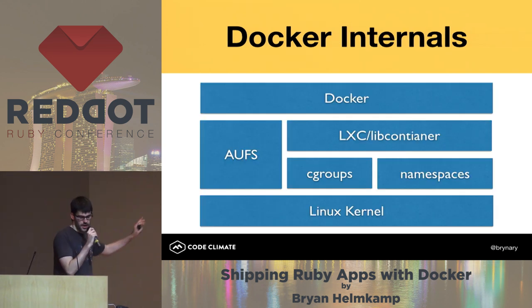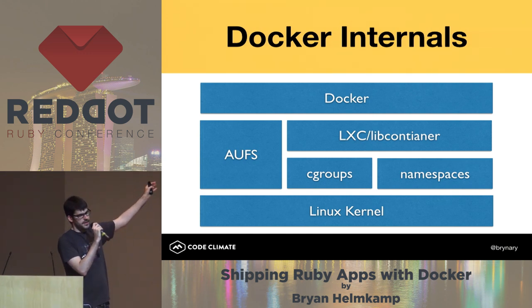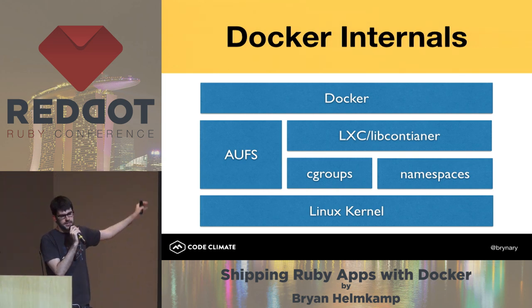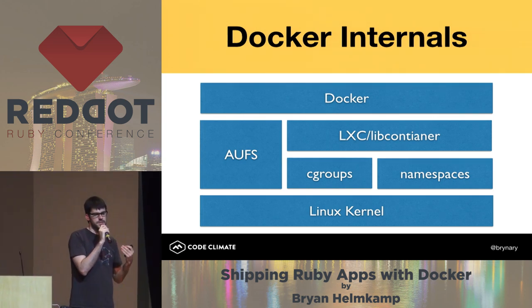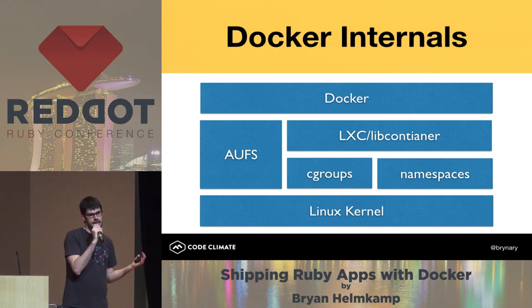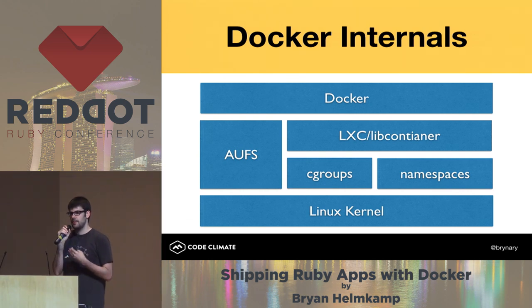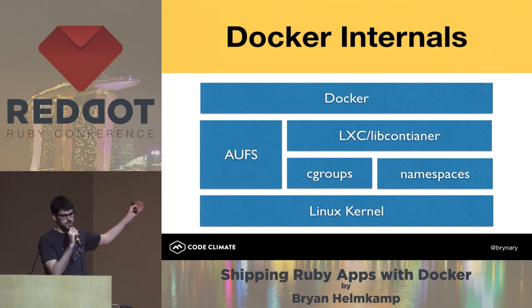Under the hood, Docker's at the top, and then there are a few pieces that make this work. On the left side, AUFS stands for Another Union File System. That's a component that Docker uses in order to store Docker images. Basically, the actual file systems that make up the applications you're going to run need to be stored somewhere, and AUFS is a layered file system that makes that efficient.